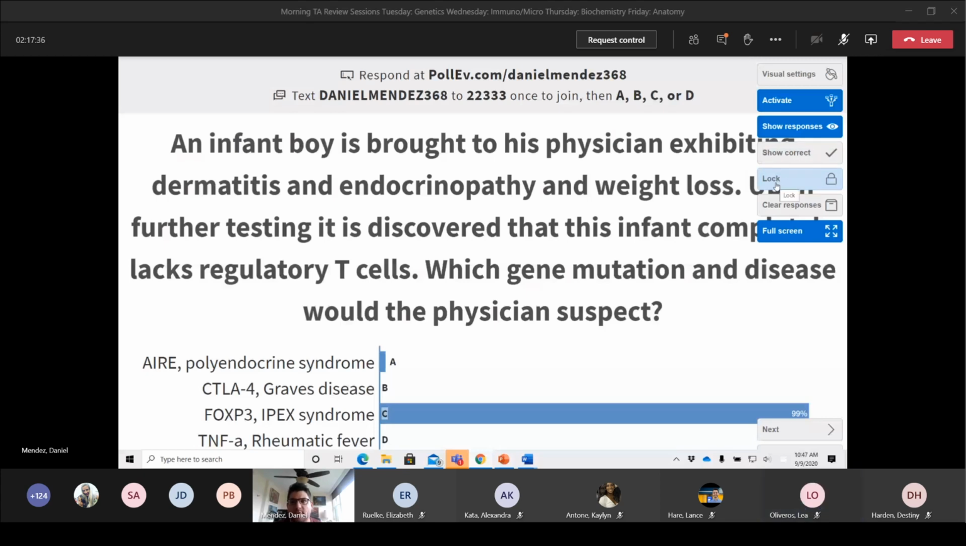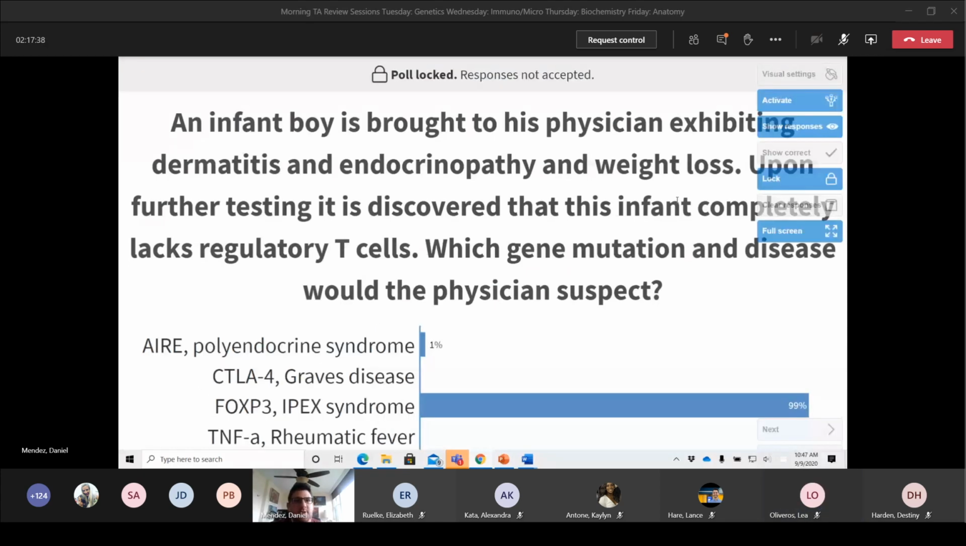All right, so we'll lock this one up. So an infant boy is brought to a physician exhibiting dermatitis, endocrinopathy and weight loss. Upon further testing, it is discovered that this infant completely lacks regulatory T cells. Which gene mutation and disease would the physician suspect?